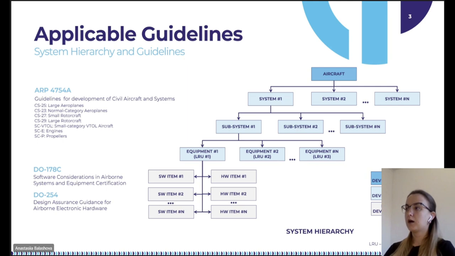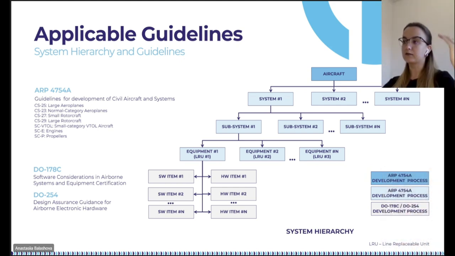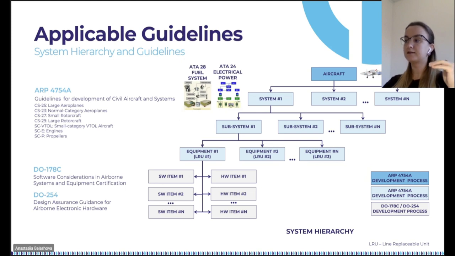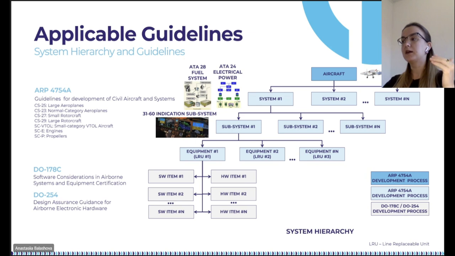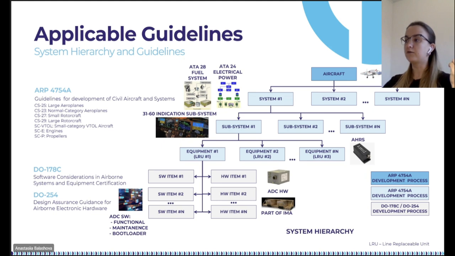So let's roll. You are presented with the system hierarchy used in the development of aircraft. At the top is the aircraft itself. Then it breaks down into systems. If it's necessary, then an additional subsystem level is allocated. Then comes the equipment level, or we also can call it line replaceable unit level, which in turn breaks down into items. These are hardware and software. The development of each of the levels must be carried out in accordance with its own guidelines.